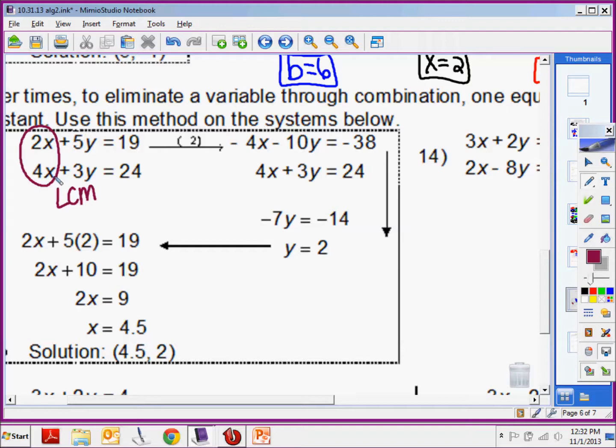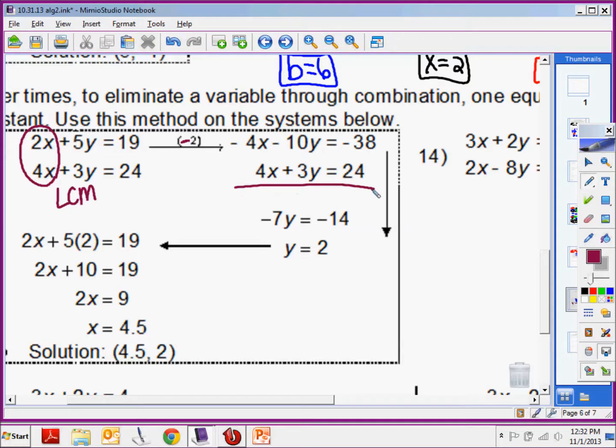So how can I make 2 into the opposite of this positive 4? What kind of 2? A negative 2. I need to multiply everything by a negative 2 because I need a negative 4 in order to cancel out. So what's 2 times negative 2? Negative 4. What's 5 times negative 2? Negative 10, so negative 10y. What's 19 times negative 2? Negative 38. And now I have changed this function to something that I now can eliminate with, right?